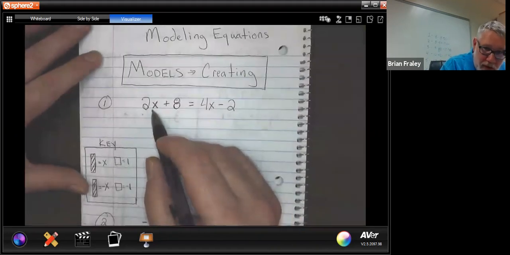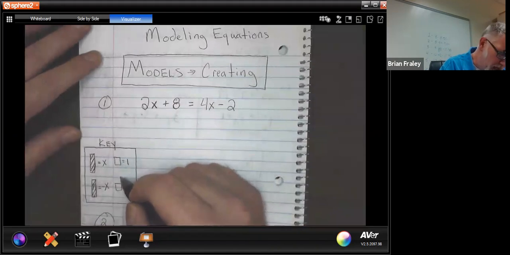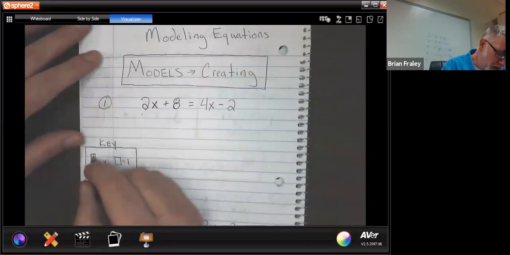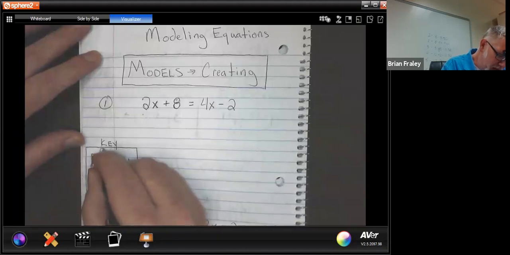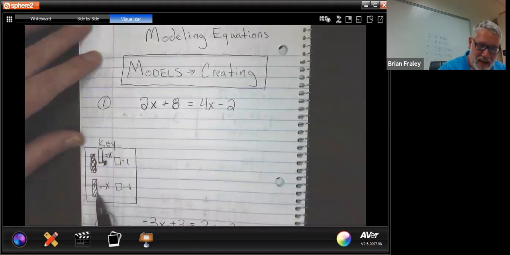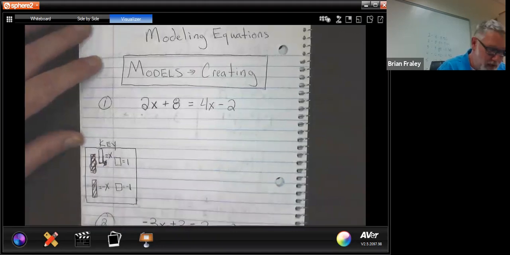First thing we want to create are 2 x's, and they are positive x's. Now, I just noticed a mistake on my key. This key right here should have a clear rectangle that equals positive x. So there is a blooper on our video. The clear rectangle represents a positive x. The shaded represents a negative x. So go ahead and correct that. Hopefully you don't write it like that.